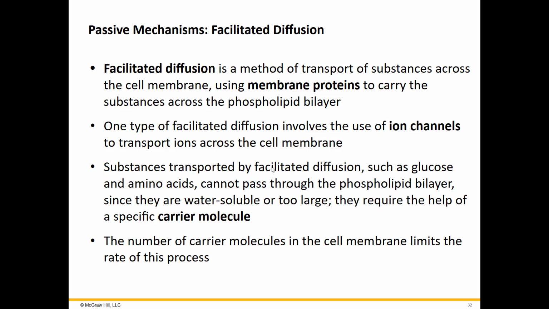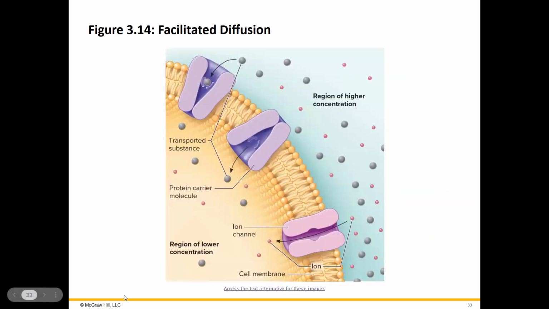Substances transported by facilitated diffusion, for example, sugar, glucose, or proteins, amino acids, cannot pass through the phospholipid bilayer since they are water soluble or they're too big. For one reason or another, the selective permeability of the membrane won't let them in, so they need the help of a special carrier molecule. That carrier molecule is a protein of some sort that when the thing attaches to it, it says, okay, we want to bring this in, let's do it. As far as a rate reaction, the more carrier molecules you have, the more quickly you can do this. The fewer you have, the slower a process.